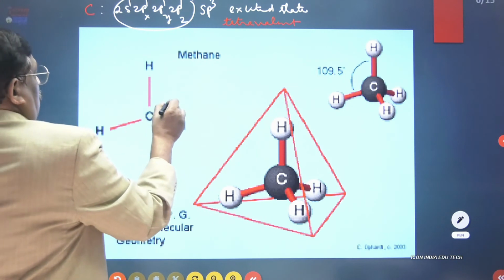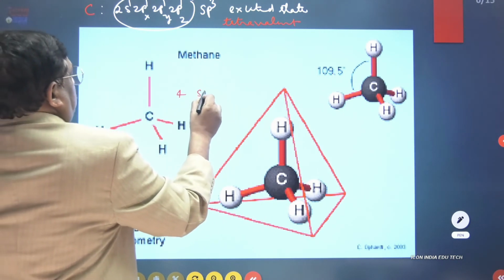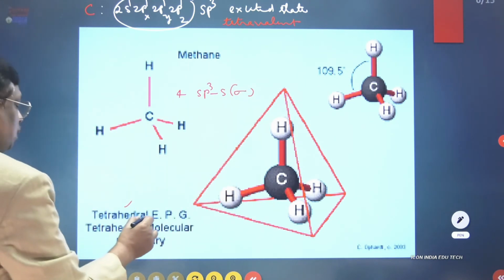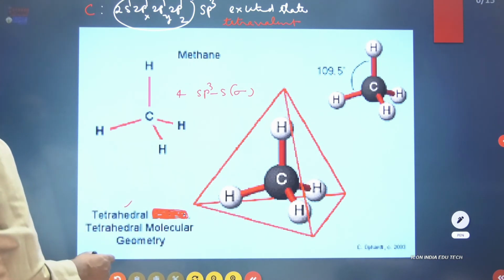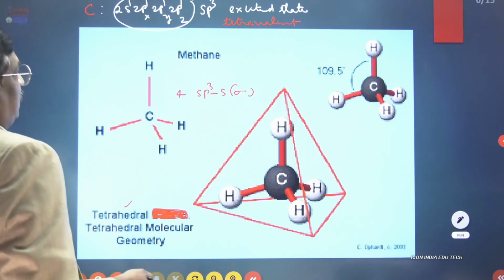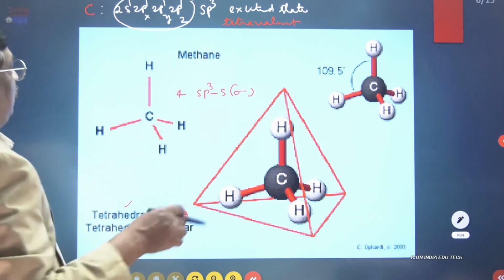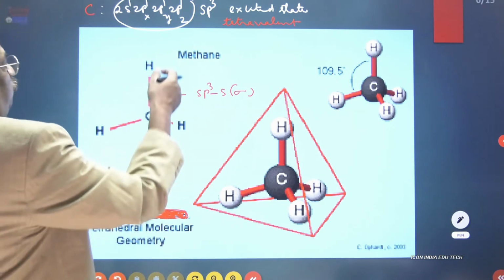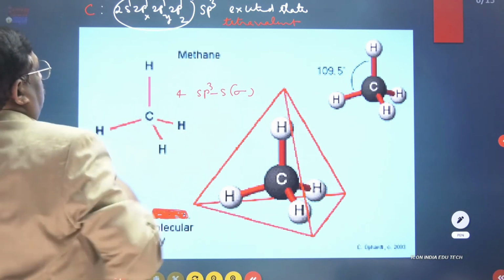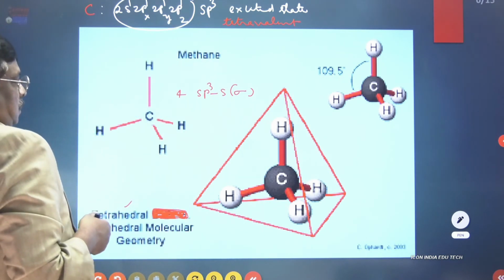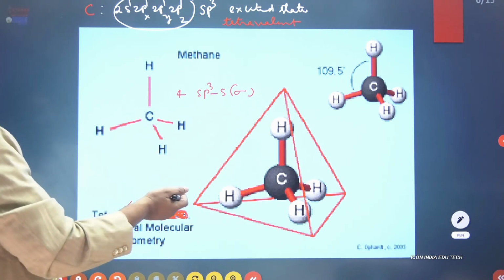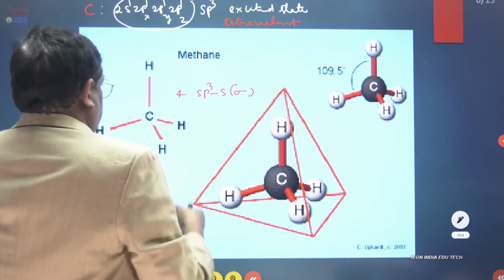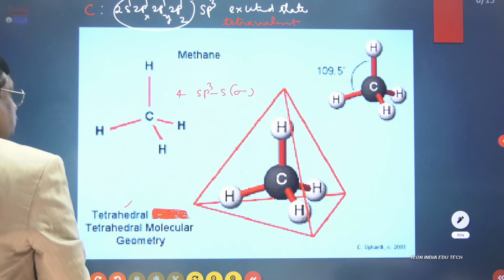All 4 sp3-s sigma bonds you have in the methane molecule with tetrahedral shape. Tetrahedral geometry, 4 sigma bonds, sp3 hybridization, tetravalent. So overall methane, sp3 hybridization in the excited state, able to form 4 covalent bonds. The reason is, in the excited state it has 4 unpaired electrons, and bond pair repulsions are minimum. That is why geometry is tetrahedral and bond angle is 109.5 degrees. All 4 are sp3-s sigma bonds.